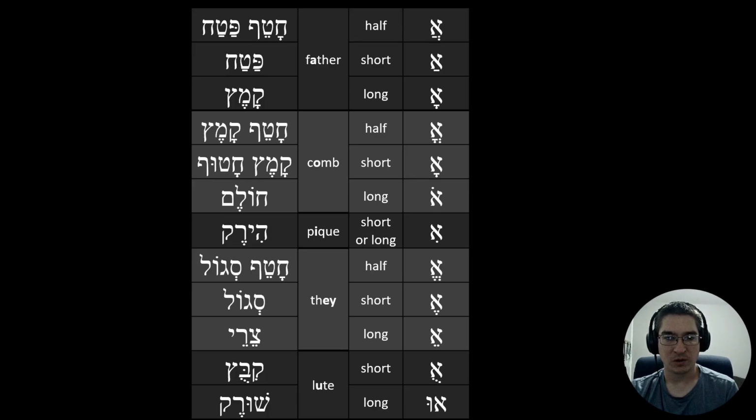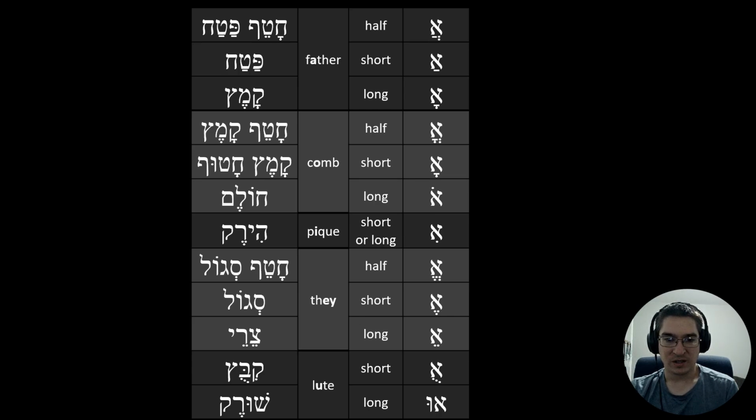So the A vowel, whether it's half, short, or long, is pronounced as the A in father. The O vowel, whether half, short, or long, is pronounced like the O in comb. The hirik, whether short or long, is pronounced like the I in peak.